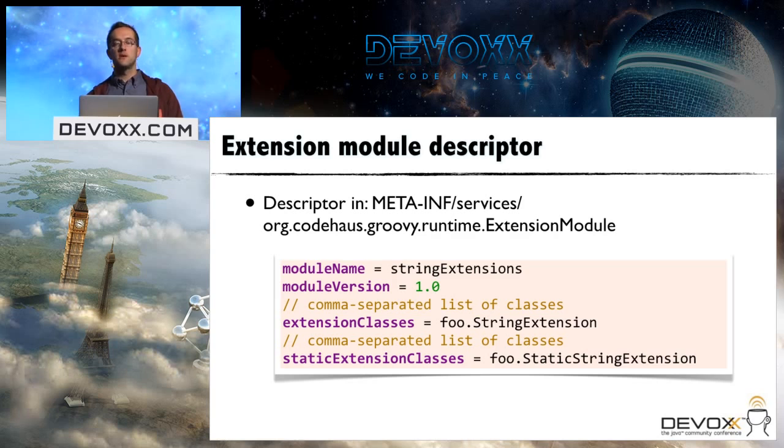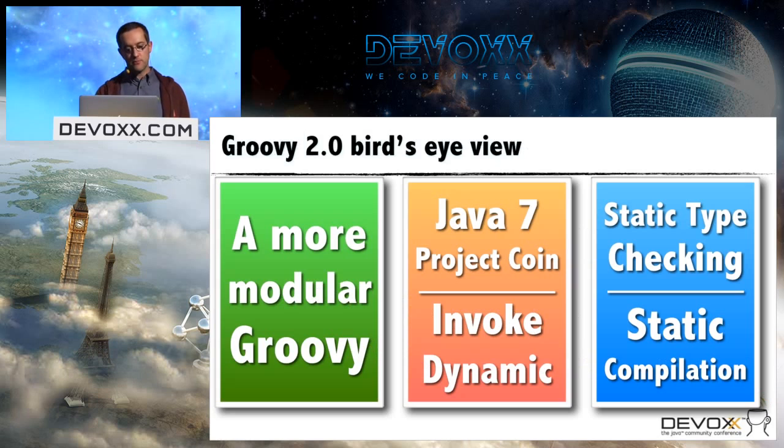Also, if I forget to mention it afterwards, this works for the static type checking feature as well as static compilation. So you can do the same kind of runtime metaprogramming that you usually do with Groovy. It's also working in a static context, whether it's for type checking or for static compilation.